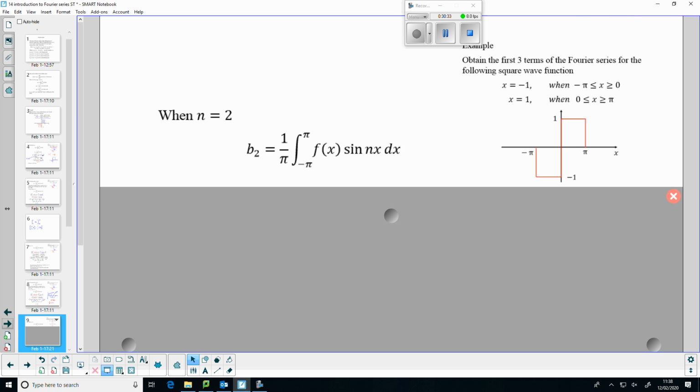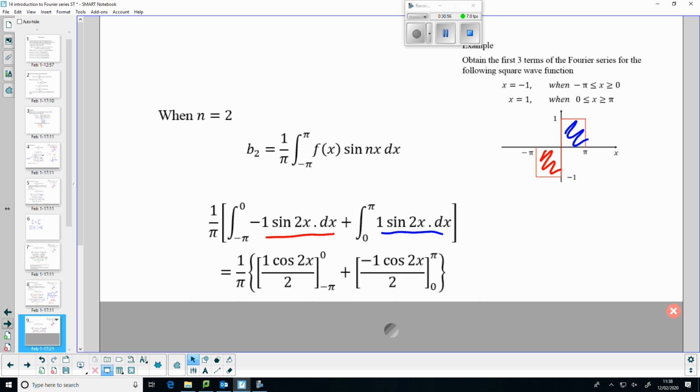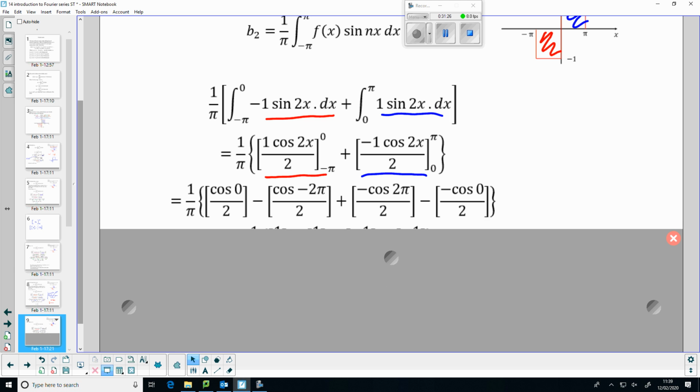Right, so let's have a look when n is 2. Again, red, blue. So our two integrals, blue bit, red bit, integrates 2, so the 2 comes underneath. Yeah, so we've got 1 cos 2x over 2 minus cos 2x over 2. Again, red part, blue part, added together because of the discontinuity. We then expand that out.